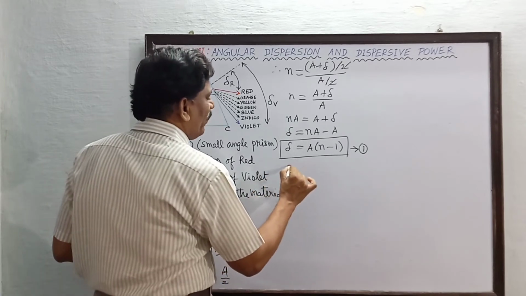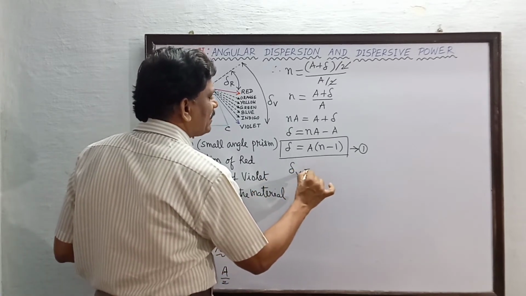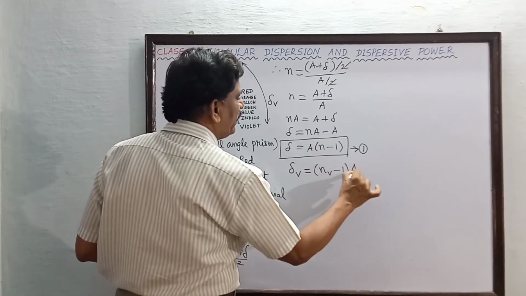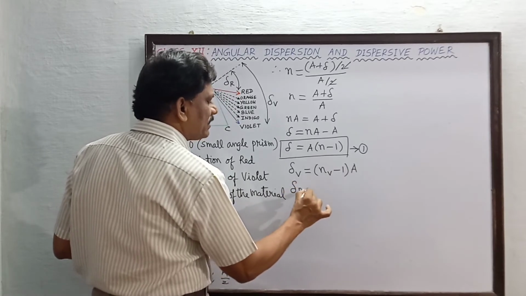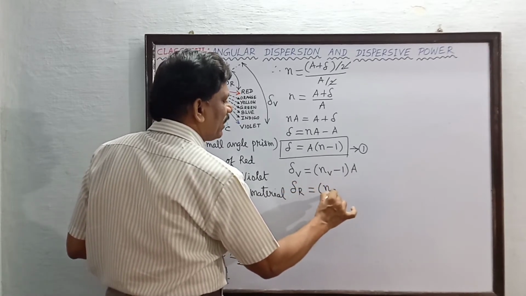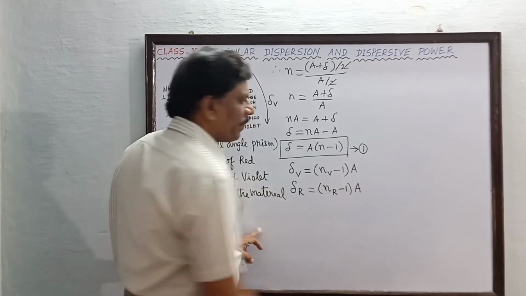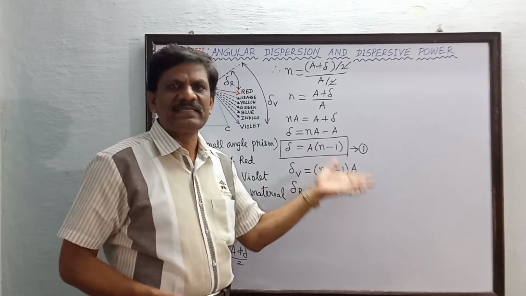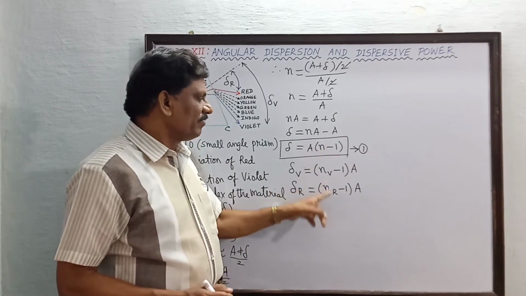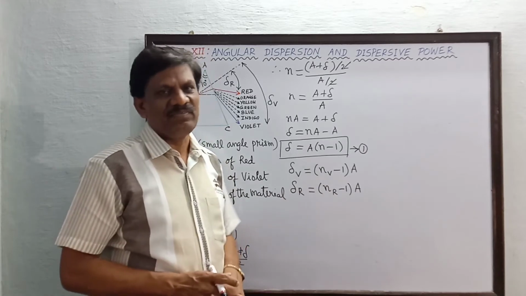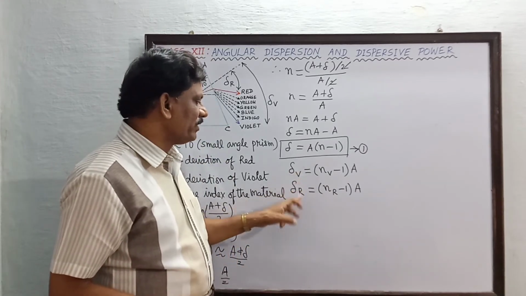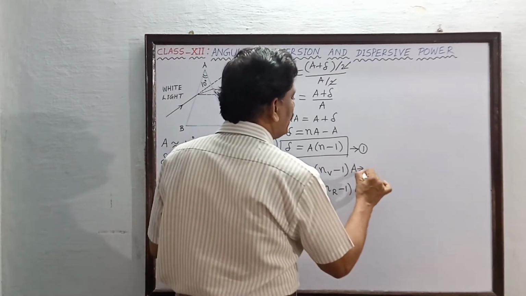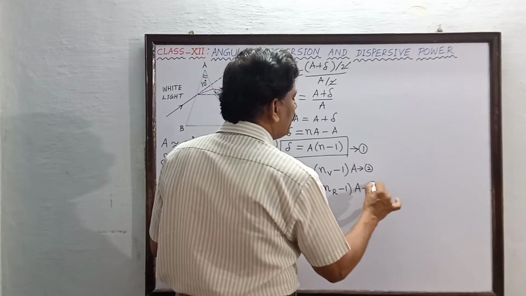So now for violet, deviation for violet is written as refractive index for violet minus 1 into A, and deviation for red is given by refractive index for red minus 1 into A. As I told you already, the angle of prism is the same for any color, and the refractive index of the material only is different for different colors. Hence, the deviation also is different for the different colors. Okay, so these are considered as equations 2 and 3.